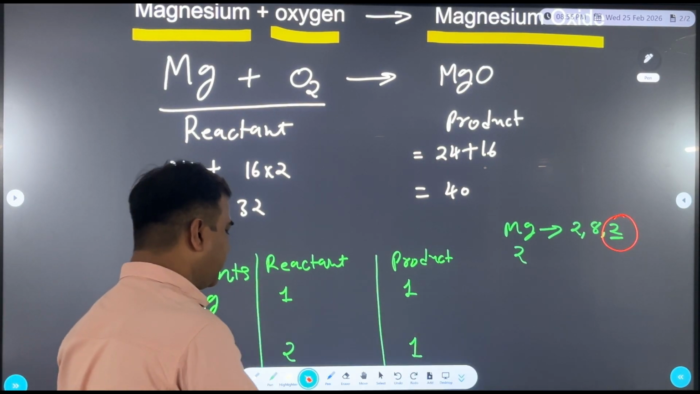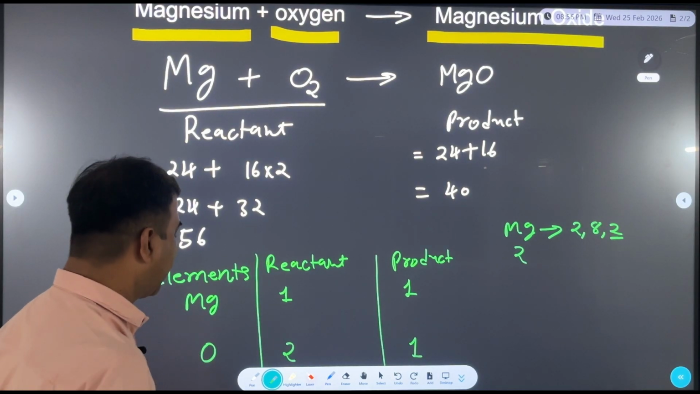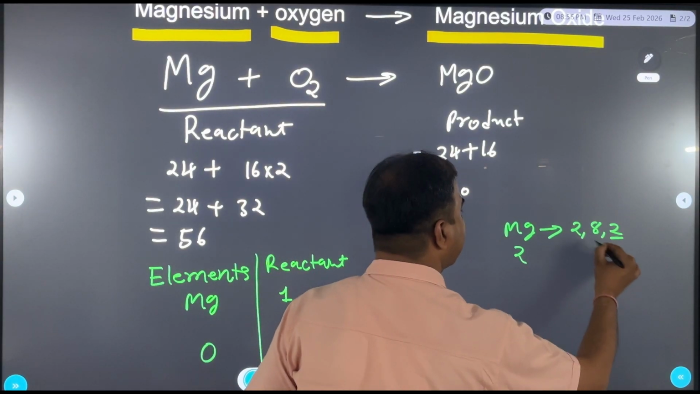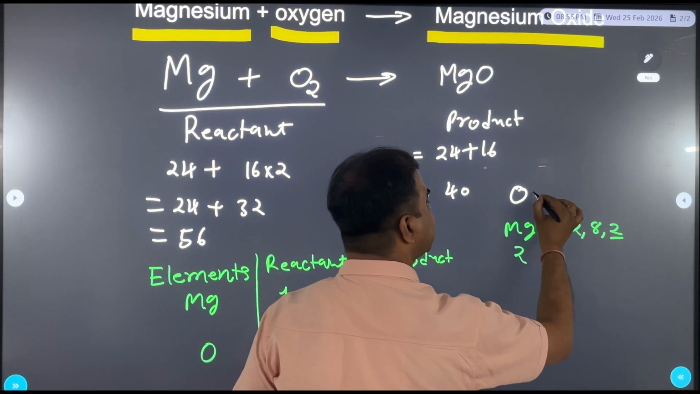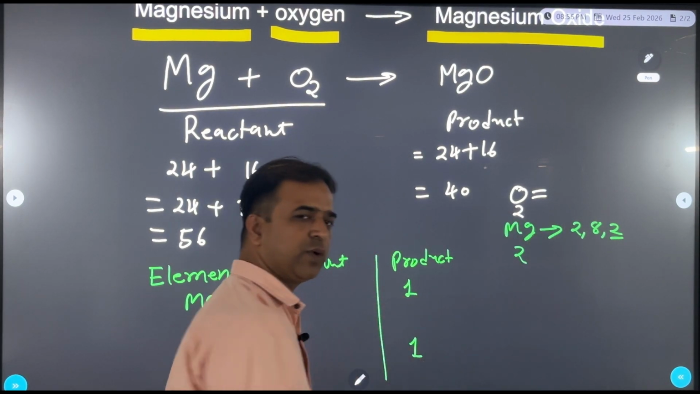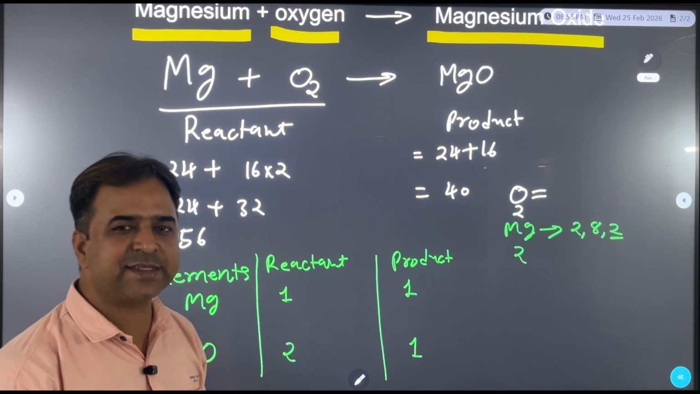Same way, if you see the valency of oxygen, oxygen has valency 2. How come this also has valency 2?